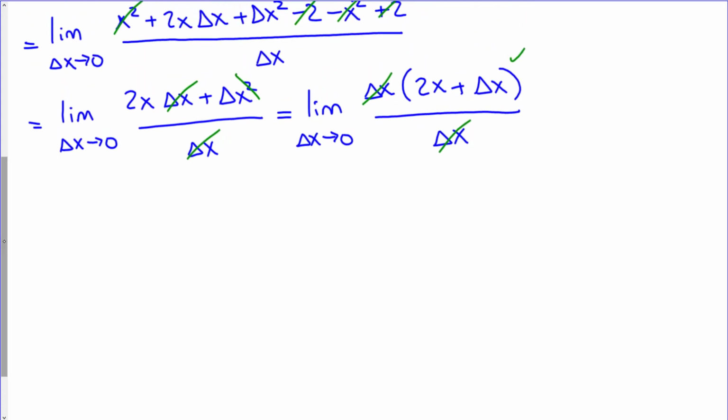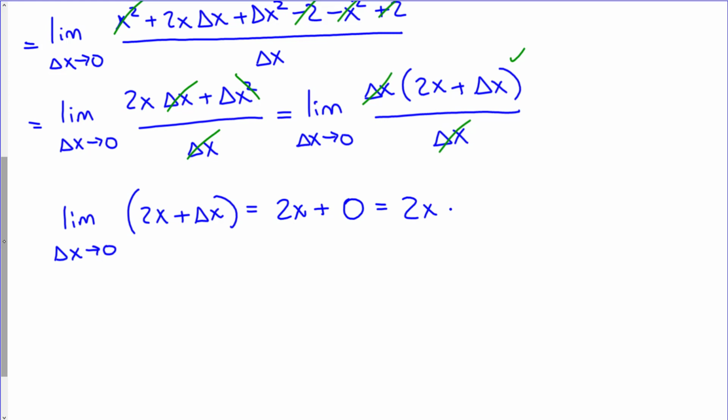That leaves me with the limit as delta x goes to 0 of 2x plus delta x, and as I let delta x go to 0, that results in 2x plus 0, which is 2 times x. So the result here is a function, not a single number. So your calculator can't help you with this type of a result. It doesn't have any means of coming up with an answer of 2x rather than just 2.